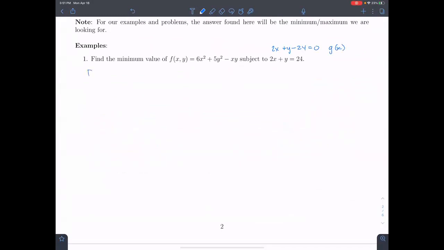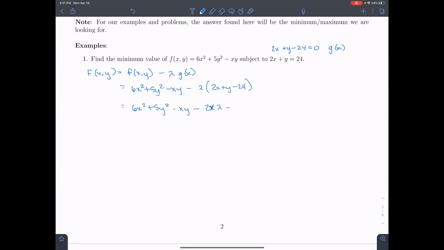So big F of xy is going to be little f of xy minus lambda times g of x. So we have 6x squared plus 5y squared minus xy minus lambda times 2x plus y minus 24. So I'm going to go ahead and simplify this, or expand that, I guess. My lambdas and my x's are going to start to look similar here. Minus y times lambda plus 24 lambda.